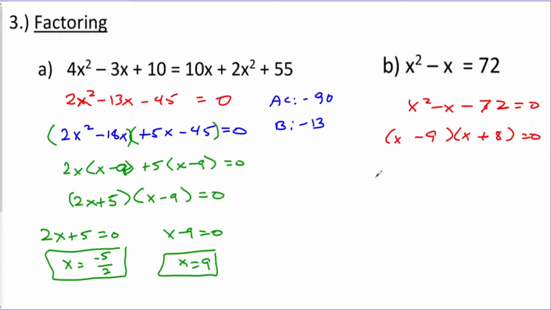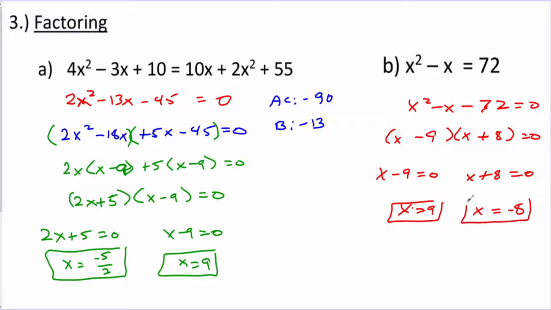So I can just set these equal to 0: x minus 9 equals 0, x plus 8 equals 0. And I get two answers, 9 and negative 8. There it is. That one's a little bit more straightforward because the factoring was easier, but the actual solving process was the same. Set it equal to 0, factor however you have to factor, set your factors equal to 0, solve each of those factors. So we get, in both cases, two solutions.